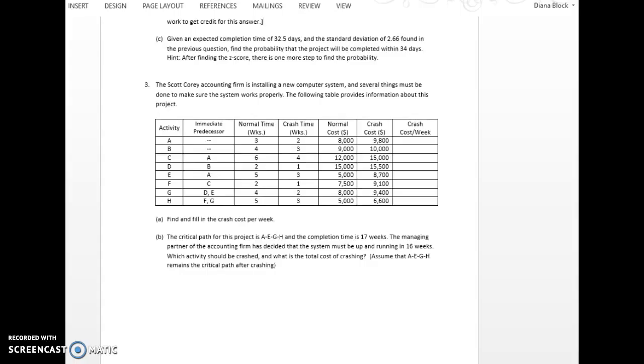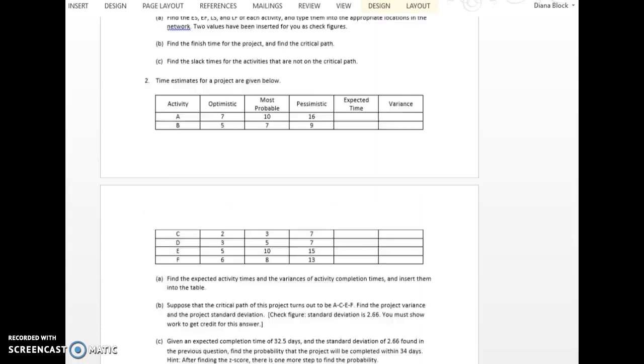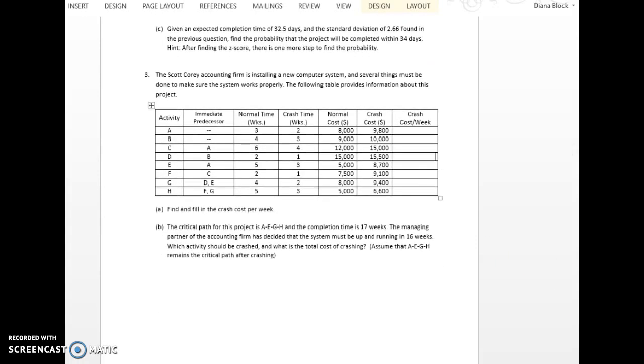Then the last part of this is problem 3, where you're going to calculate crash costs. And so you will calculate the crash costs per week. And again, you just use the formula that's given. Calculate each one and then answer the questions below about which activity should be crashed. So my hint here is, remember that the crashed activity needs to be on the critical path.